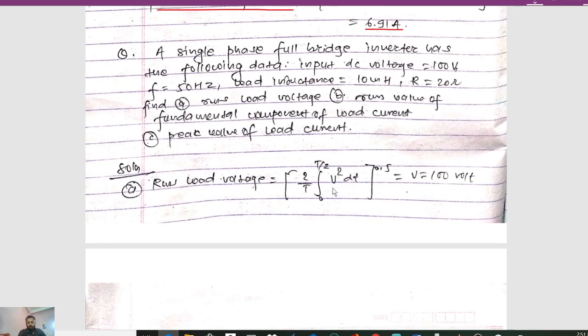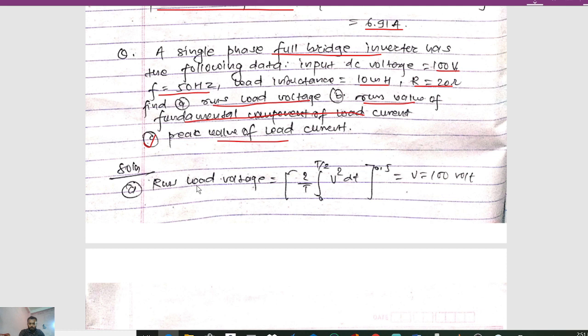Now the second one. Here we have a single phase full bridge inverter, and the given input DC voltage is 100 volt. The frequency is given as 50 Hz, the load inductance L is given as 10 millihenry, and the value of R is 20 ohms. Here you have to calculate the RMS load voltage, the RMS value of the fundamental component of load current, and in the third part the peak value of load current.